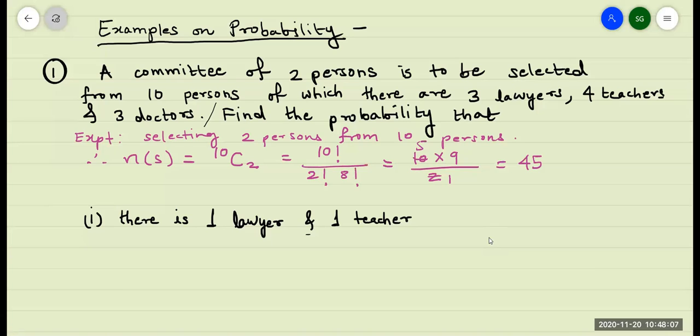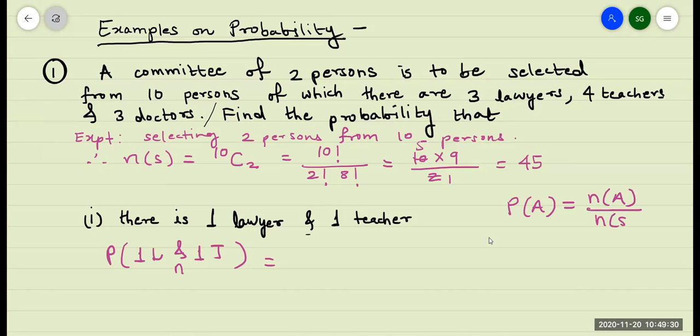And then for all the questions given below, you will have the denominator NS as 45. Clear? Now we want to have one lawyer and one teacher. So see how we write it. Probability of one lawyer and one teacher. This is how we describe the event. So I write the definition of probability somewhere here, which will be used in all the 4 examples. So I need not write it again and again.